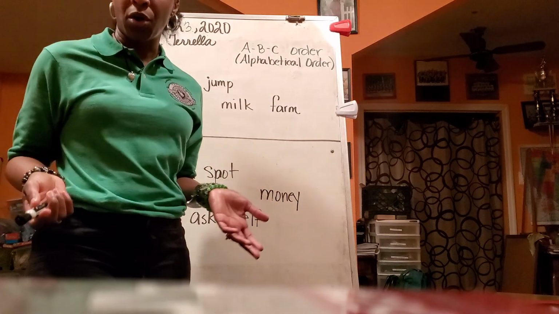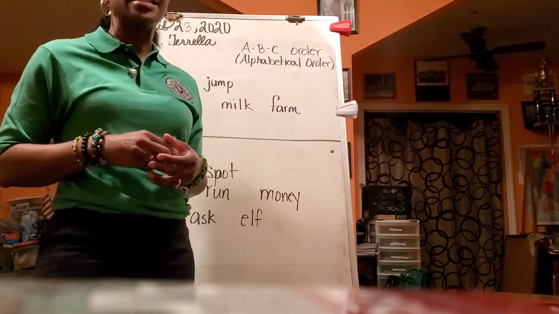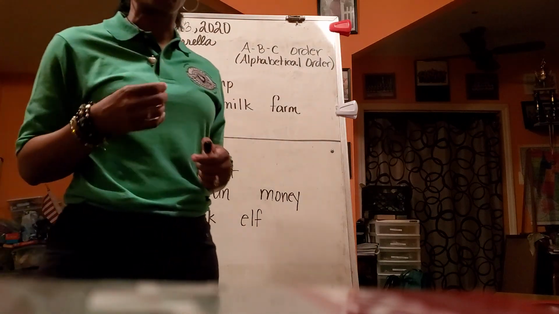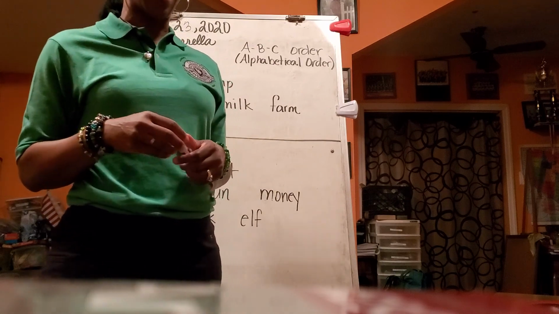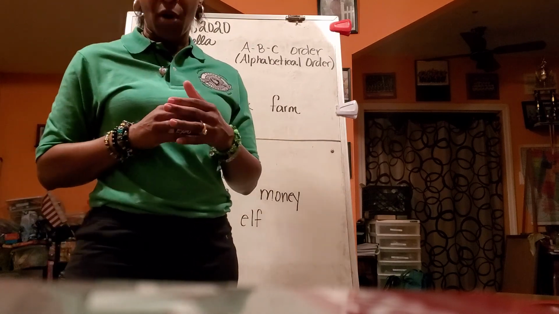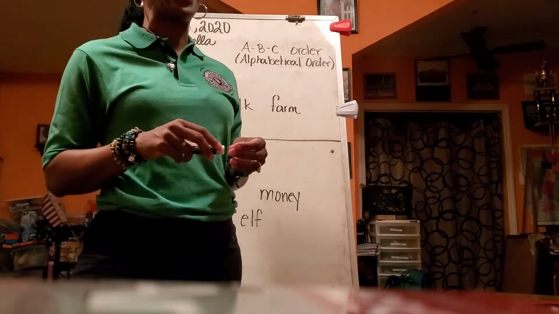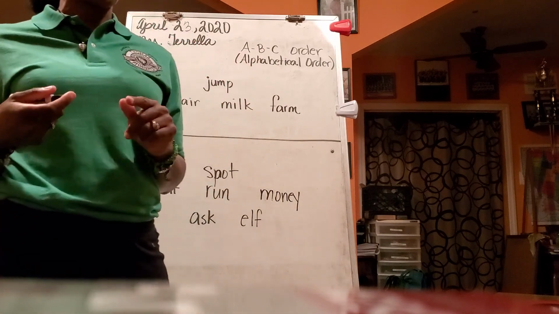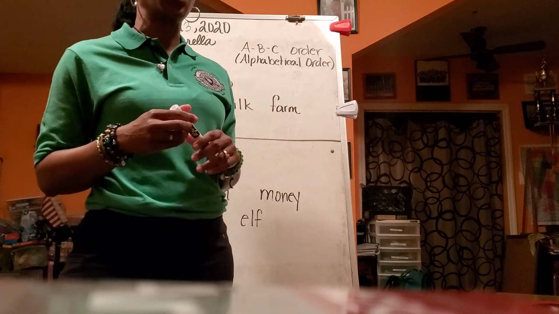What is a root word? A root word is the main word. What is a suffix? A suffix is a letter or group of letters added to the end of a word to actually make another word. What is a prefix? A prefix is a letter or group of letters that's added to the front of a word to make a new word. So you want to make sure you're studying those.